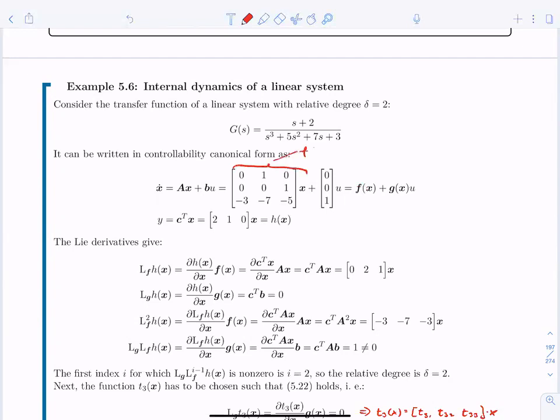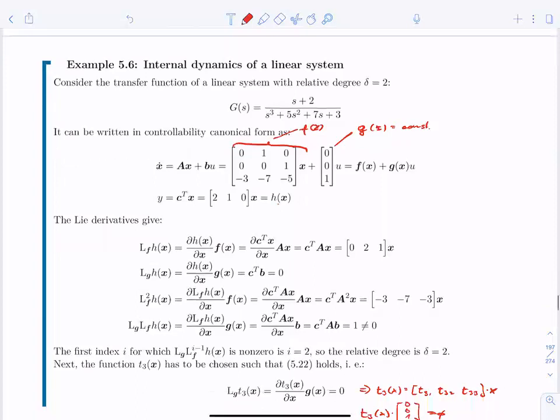So this is f(x), so it's very simple. And this is our g(x), which is constant. In this case, it's constant, okay? And obviously this is h(x), which is also linear in x, okay? So you can carry out all the Lie derivatives if you want to.